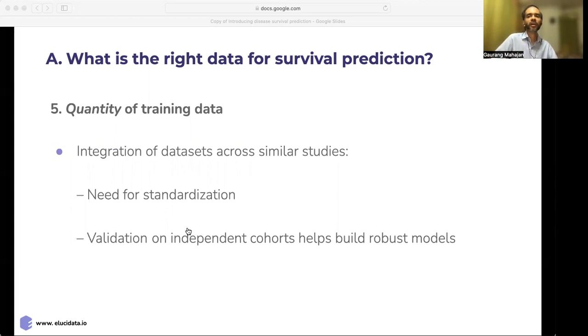This can be loosely viewed as a form of data augmentation. However, this can have pros and cons. When you're pulling data from diverse studies, it's important to address the technical or irrelevant variation across the data sets. The data from different sources, of course, needs to be standardized, made compatible before it's fed to the ML model.